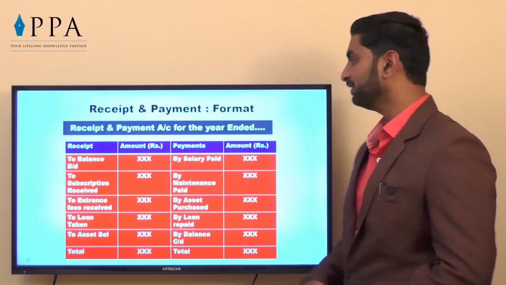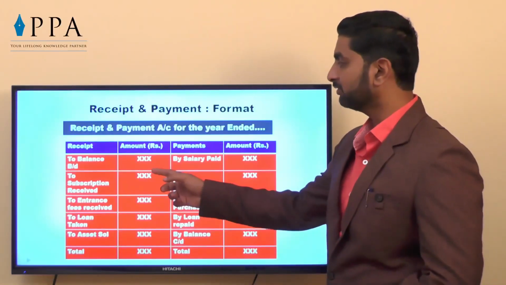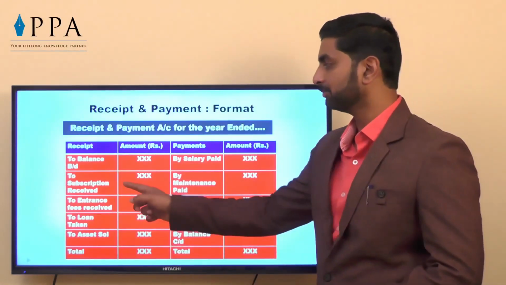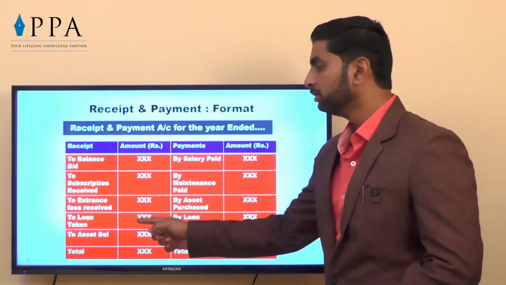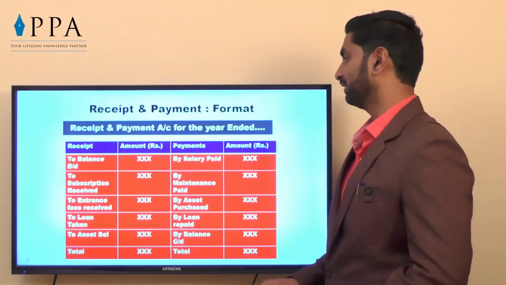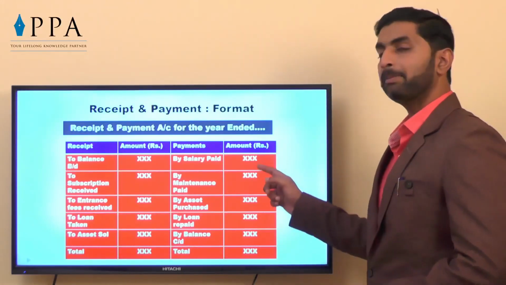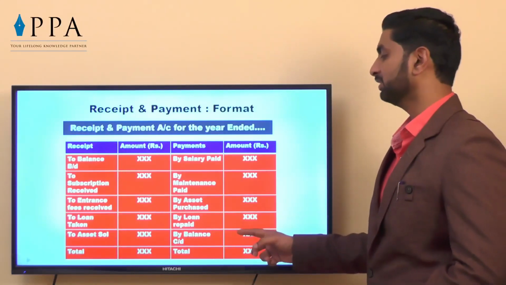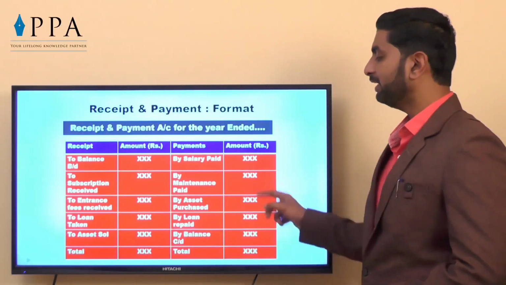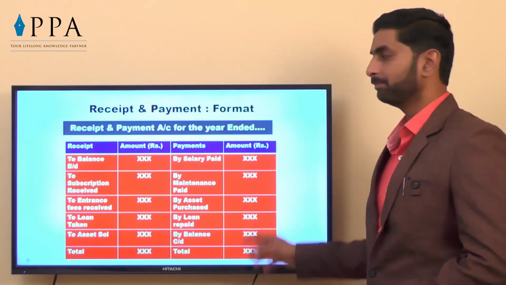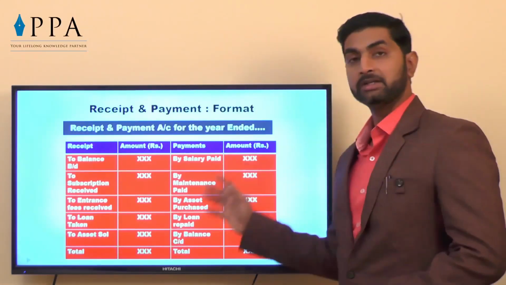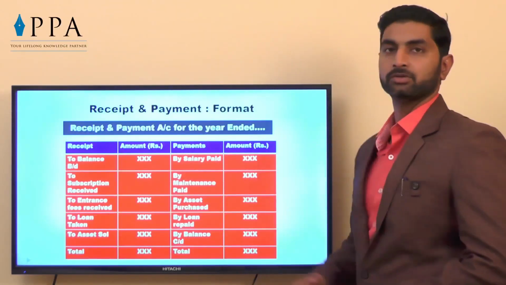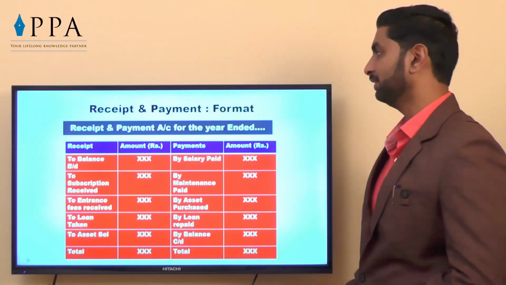Debit side indicates receipts, credit side indicates payments. It starts with the opening balance of cash and bank. Then all the actual receipts are debited, that is subscription received, entrance fees received, loan amount received, assets sold, etc. While on the credit side, all the payments are recorded: actual payment, salary paid, maintenance expense paid, assets purchased, loan repaid, etc. And finally the closing balance is recorded. So receipt and payment account is equal to cash account, it's an asset, so debit what comes in, credit what goes out, gives us the closing cash balance entry.